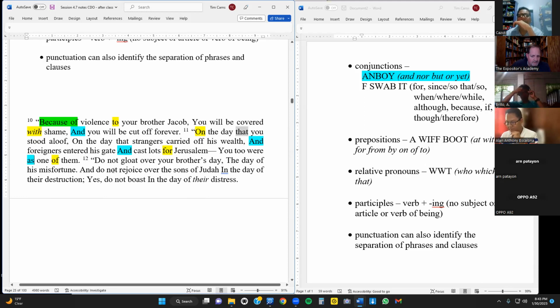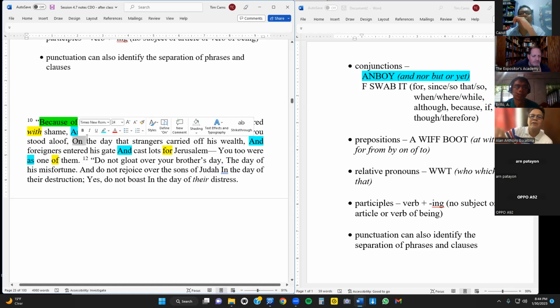There's two more that I see. And then, which is it? "And cast lots for Jerusalem." Yeah, we have another in verse 11. Yeah, "on." There's a "that," and then the "that" following the "day." Yes, good, okay.